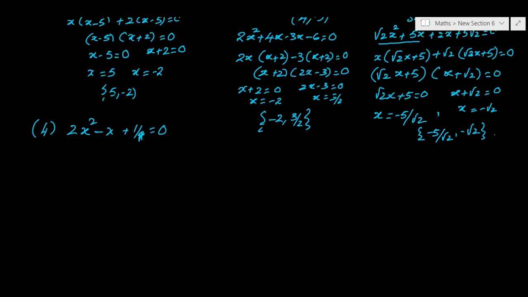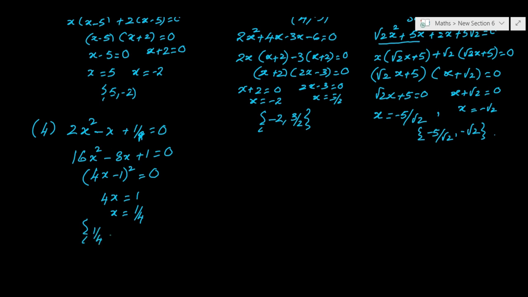So, in this, as the right hand side is 0, better you multiply everything by 8. Then it becomes 16x² − 8x + 1 = 0. So, this is fairly appearing as (4x − 1)² = 0, or 4x = 1, or x = 1/4. Therefore, the solution set is 1/4 and 1/4.